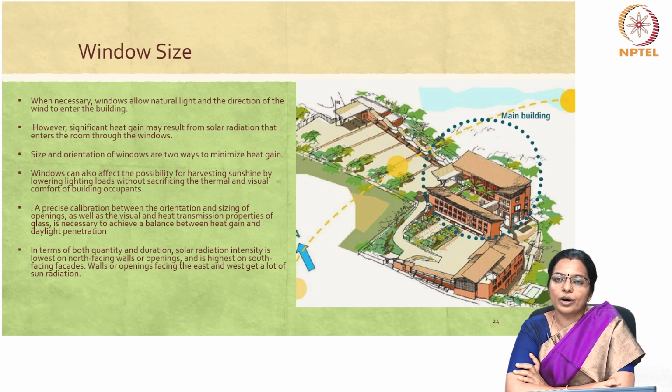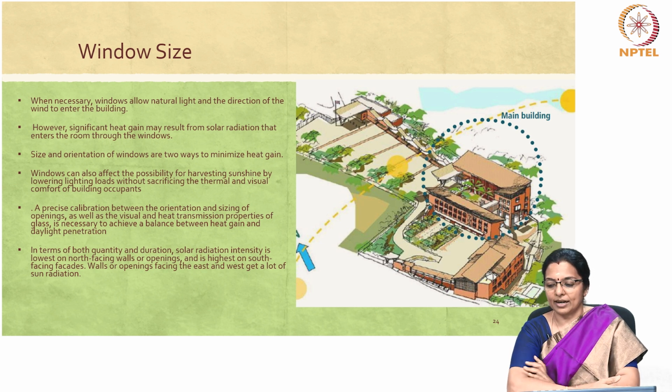In terms of both quantity and duration, solar radiation intensity is lowest on north-facing walls or openings and is highest on south-facing facades between the north and the south wall. Between east and west, the east solar radiation is lower and the west solar radiation is extremely high. Walls or openings facing these, if they get a lot of sun, then the building can become extremely hot in warm, humid and hot, dry conditions, or they can become very comfortable in cold areas.